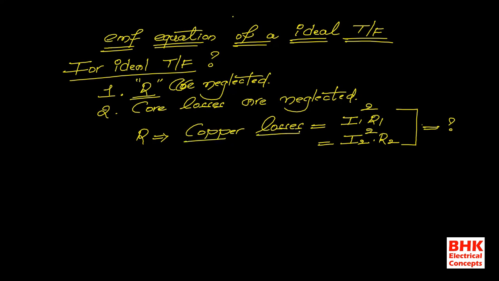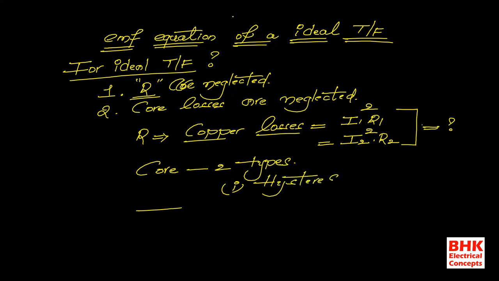Core losses always occur due to the transformer core, and core losses are mainly divided into two types. The first one is hysteresis losses. The second one is eddy current losses.